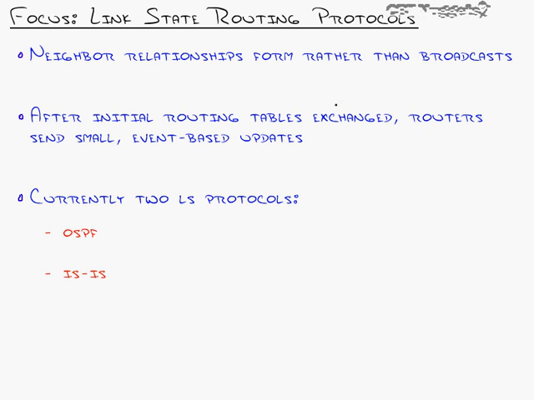After the initial routing tables are exchanged, routers just send small event-based updates. Meaning, with distance vector, we sent the whole routing table every 30 seconds. With link state routing protocols, I only send an update when I need to send an update.